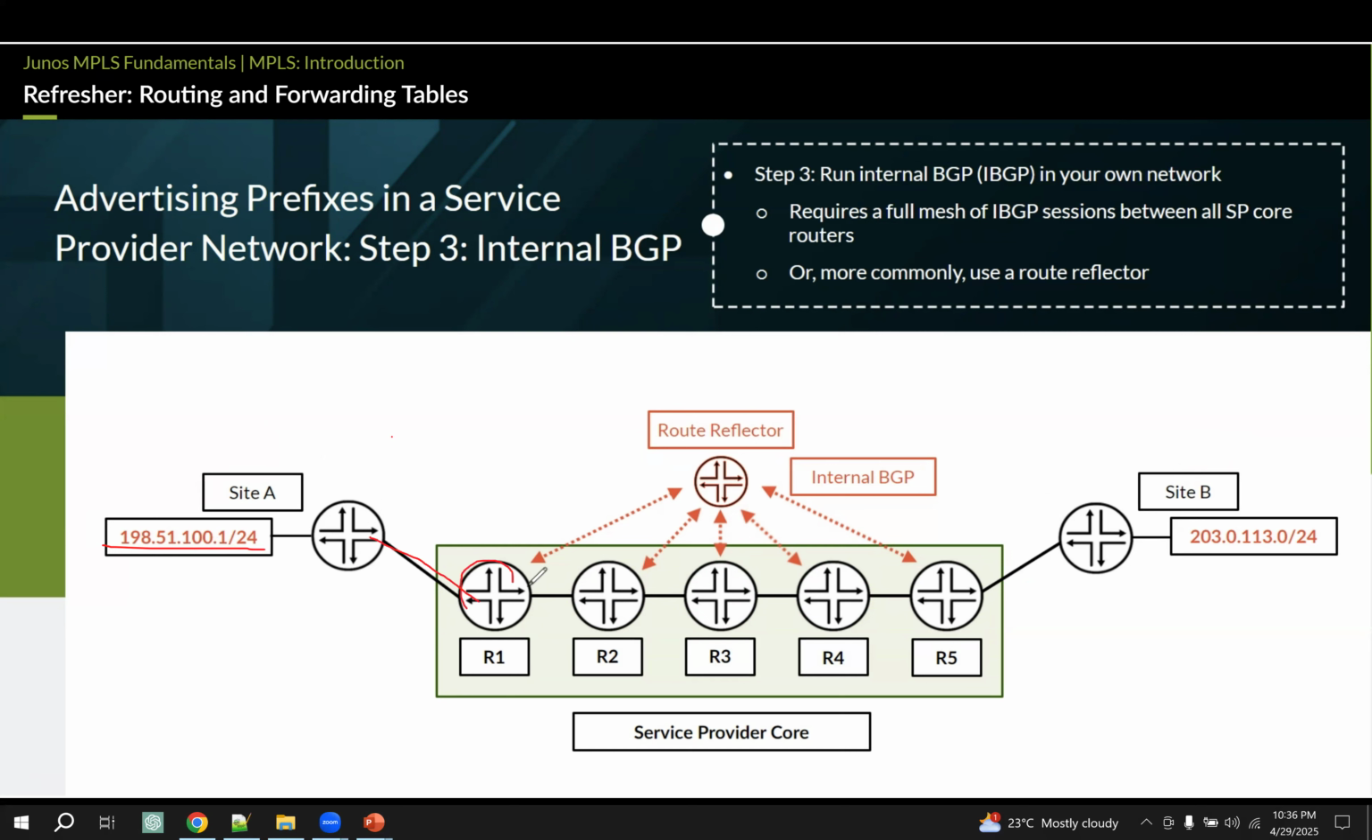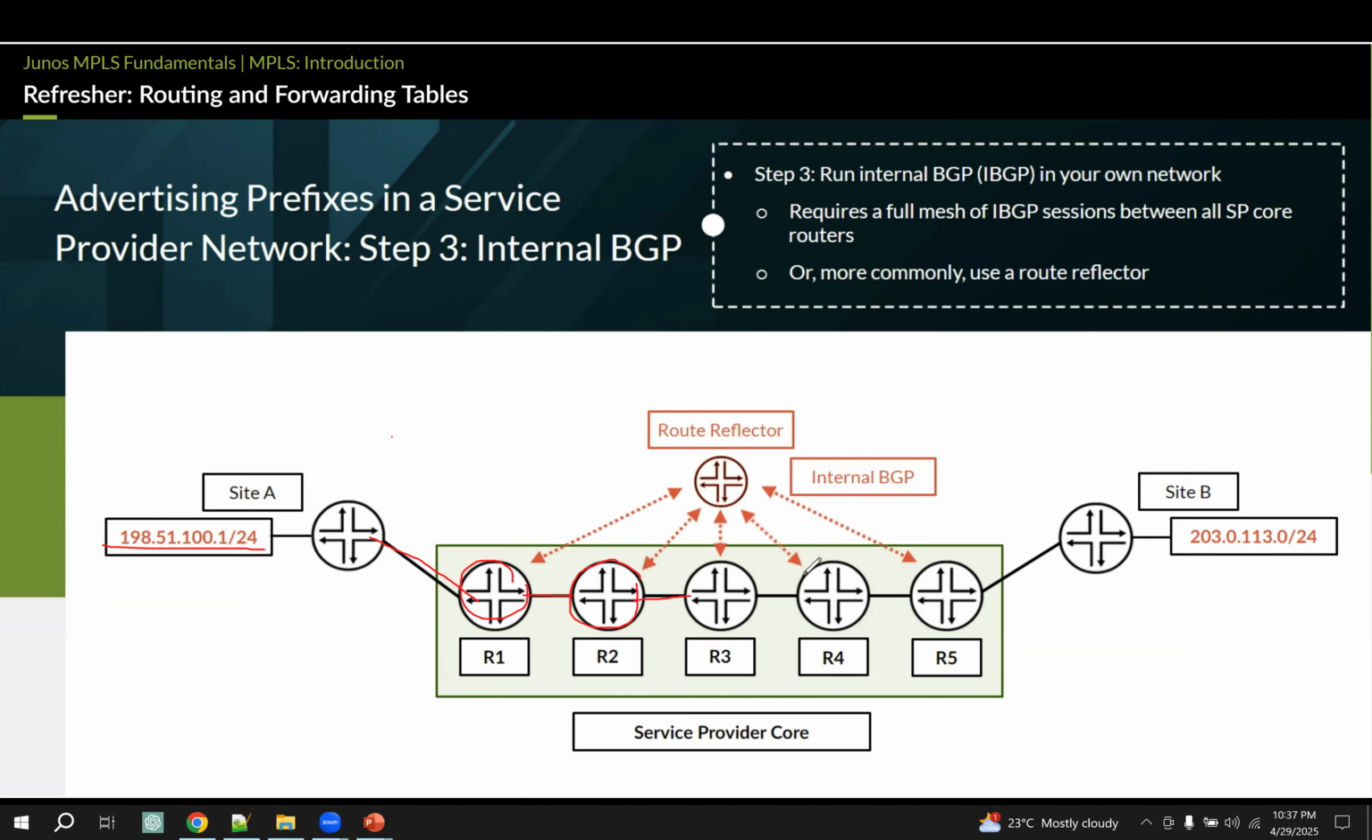Then R1 and R2, the BGP is IBGP. Automatically the prefix is advertised to R2. But router 2 and router 3, this is again IBGP. So getting a prefix from an IBGP peer and wanting to advertise it to another IBGP peer, that is not possible. So we need a full mesh.